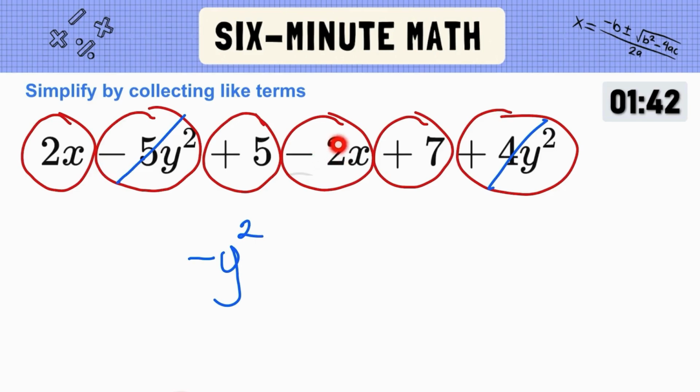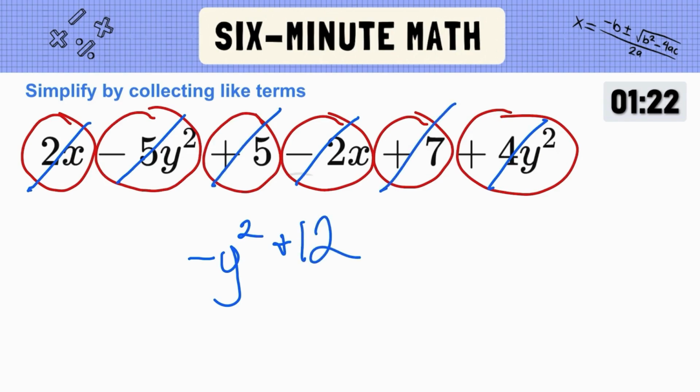2x minus 2x. These are opposite terms, and opposite terms create a 0. I don't put the 0, so 2x minus 2x just cancel each other off. And then finally, positive 5 plus 7 is positive 12.